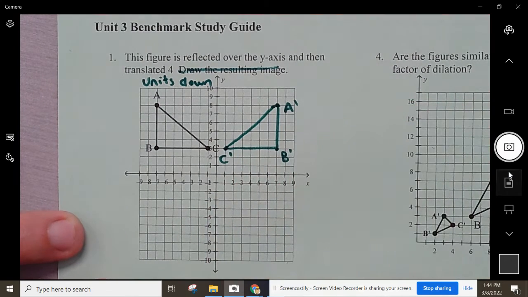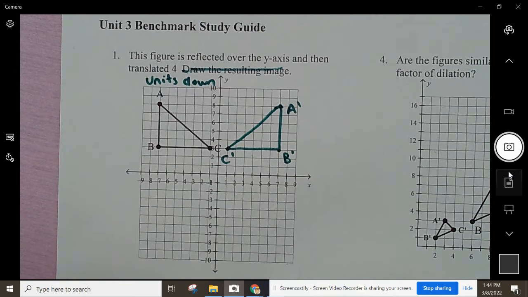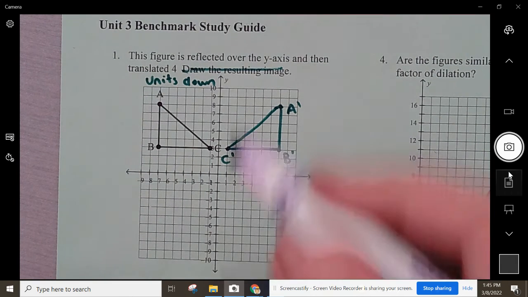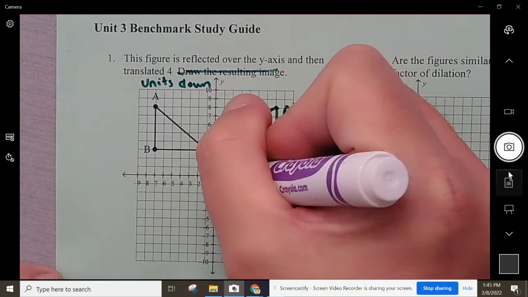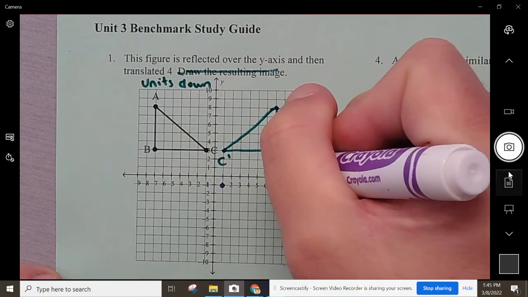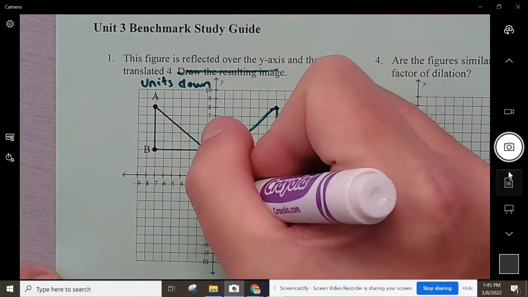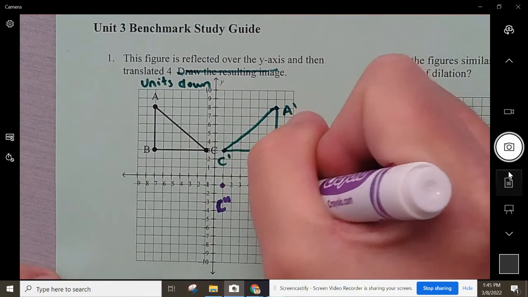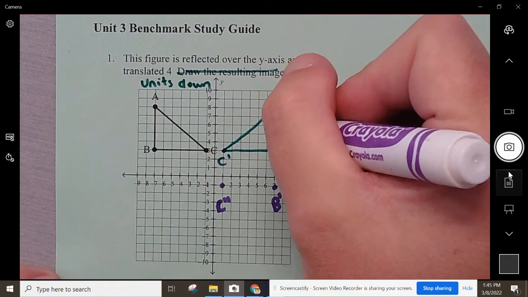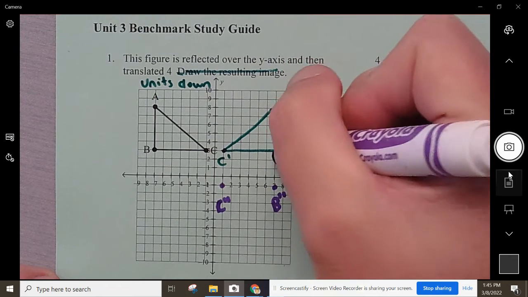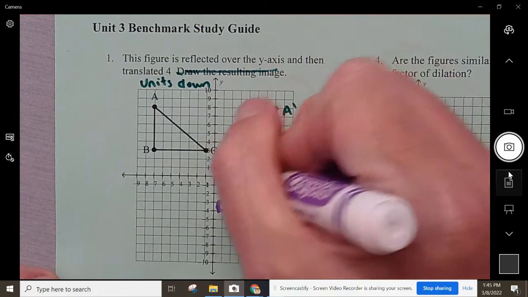Okay, so then the next step would be bringing it down 4 units as well. So to bring it down, 1, 2, 3, 4, 1, 2, 3, 4. You can mark it C double prime, B double prime, and then 1, 2, 3, 4. All right, and that's what the image would look like.